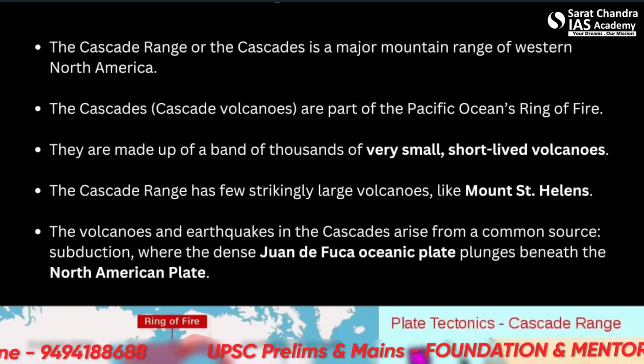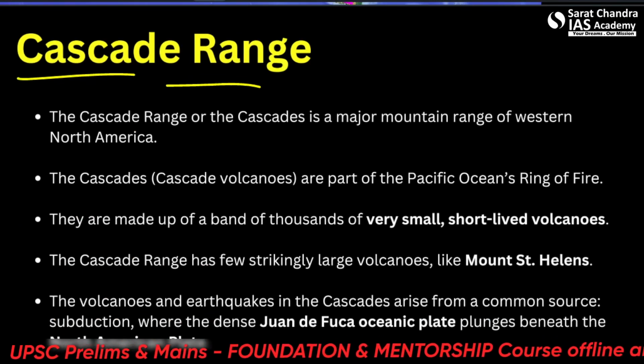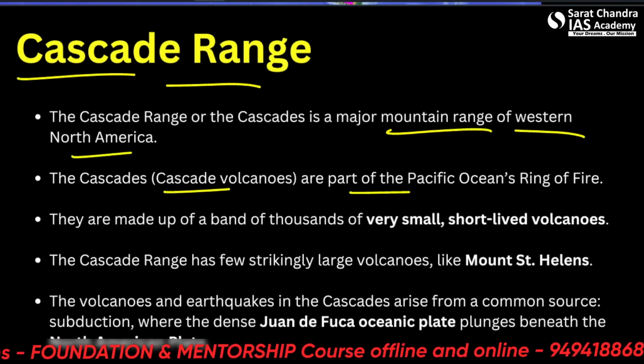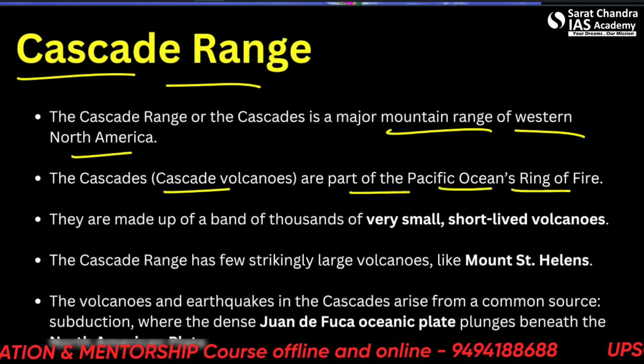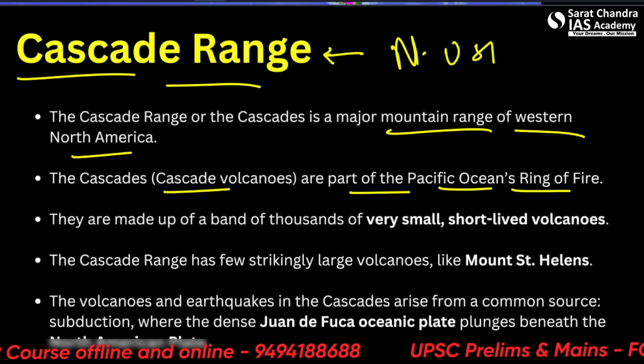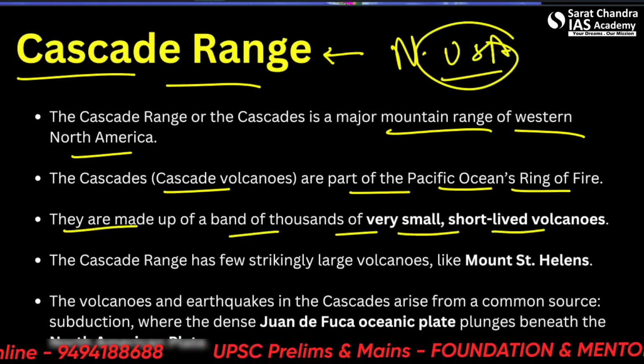Okay, let's move forward. We come towards the Cascade Range. So they are a mountain range in western North America, and the Cascade volcanoes are part of the Pacific Ocean Ring of Fire. So please remember this. Where is this Cascade Range? It is in northern USA. They are made up of a band of thousands of very small short-lived volcanoes.